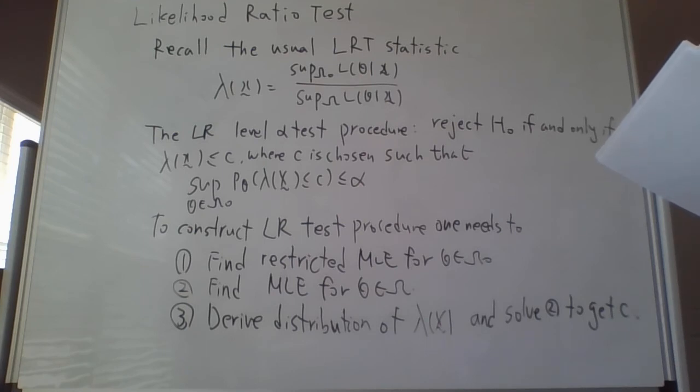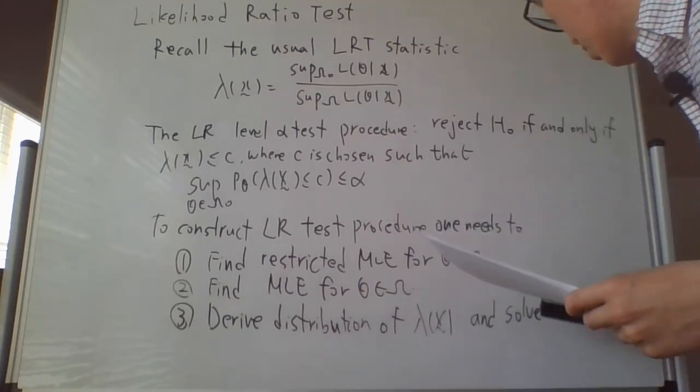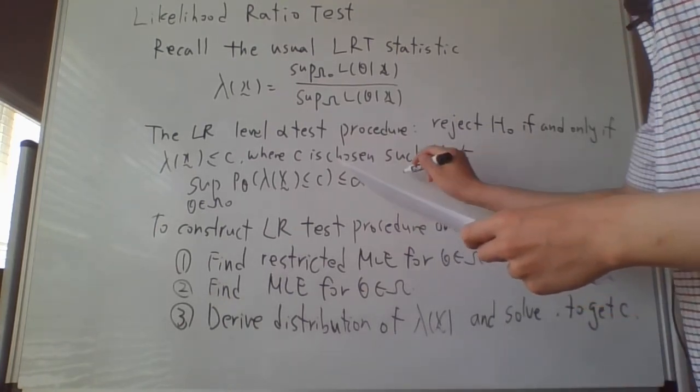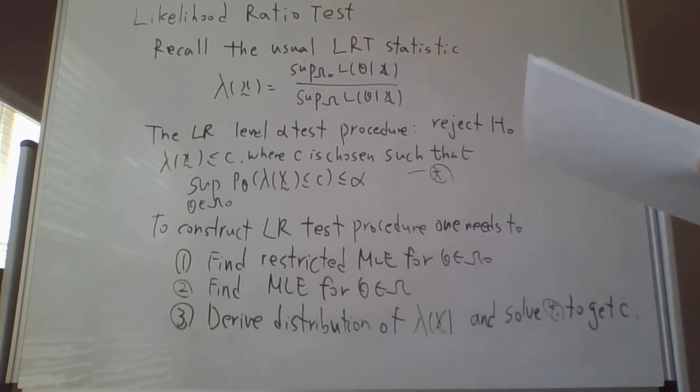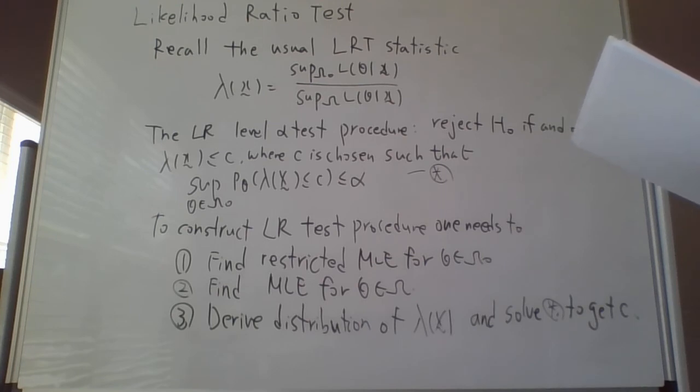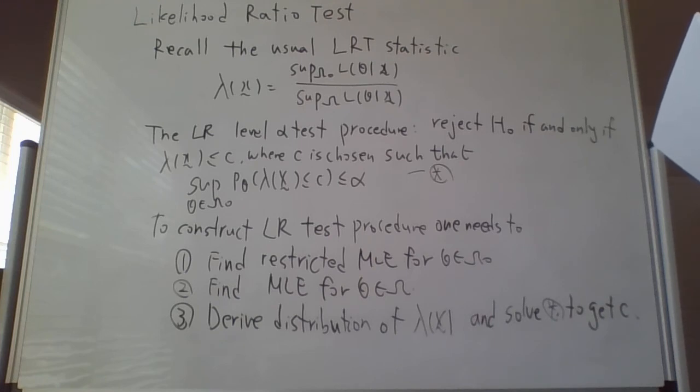And we need to derive the distribution of lambda of x or the distribution of a function of lambda of x. And this solves star. I mean, star is the supremum of the probability that lambda of x is less than or equal to c under the null hypothesis being less than or equal to alpha, and then we solve star to get the c. However, usually finding the exact distribution of lambda of x is very difficult, and so getting c is also difficult.